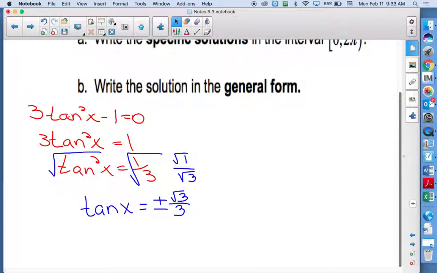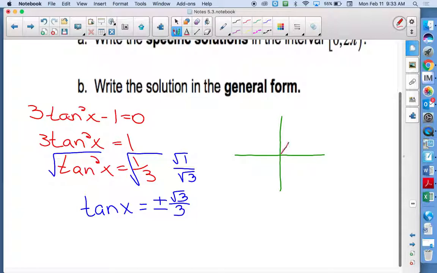answer. So we are looking for two angles where the tangent is positive square root of 3 over 3. And then we're also looking for two angles where the tangent is negative square root of 3 over 3.